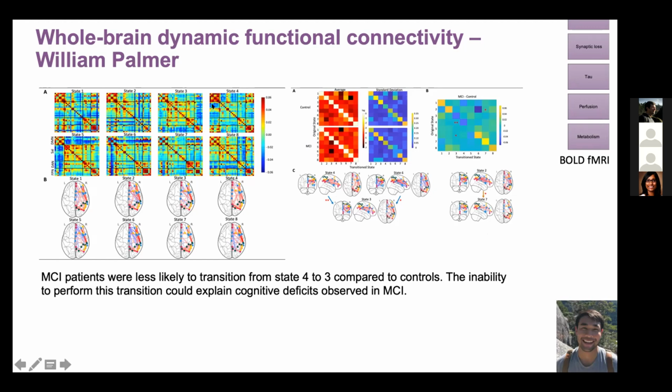And if you look at the stages, stage 4 is the default mode network and dorsal attention network. Sorry, the frontoparietal network. And we do know that these two regions communicate with each other and are involved in higher order cognitive processes. What we are finding is that the MCI participants are stuck in this stage. They don't transition from this stage to stage 3. And this transition is what was critical in this case.